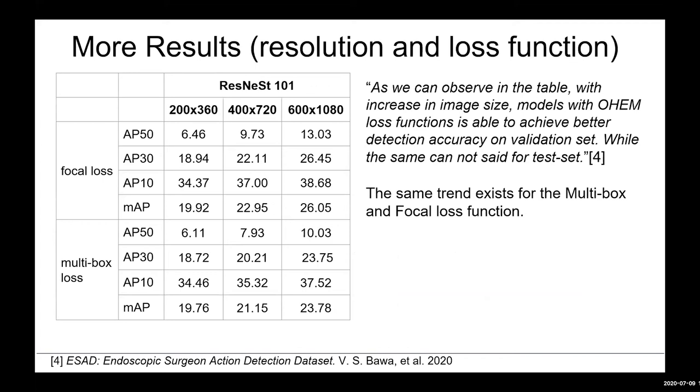The other observation from these experiments is that the results of the validation set have a similar trend as the previous slides. That is, the performance of the network on the validation set keeps growing as the size of the input image increases. However, the story of the test set is not the case. A similar phenomenon is observed by the authors of the ESAD paper, and now we have similar observations on the other loss functions.